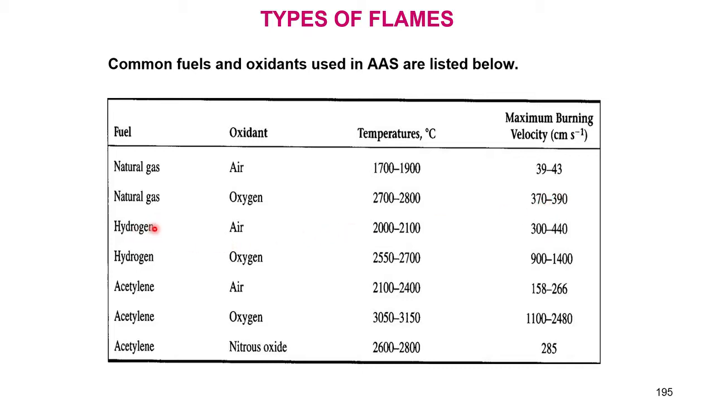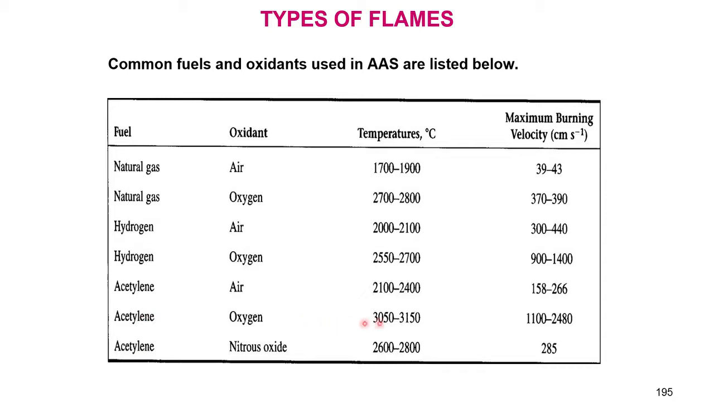Now, similarly, I can go for hydrogen and air mixture, that gives me around 2000 to 2100, not so good, but it also gives you capability for 300 to 440 centimeters per second burning speed. I can go for hydrogen oxygen, that gives me around 2700, 900 to 1400 is the burning velocity, quite high, and air acetylene is the combination which gives us about 2100 to 2400 degrees centigrade, and the burning velocity is approximately 158 to 266 centimeters per second.